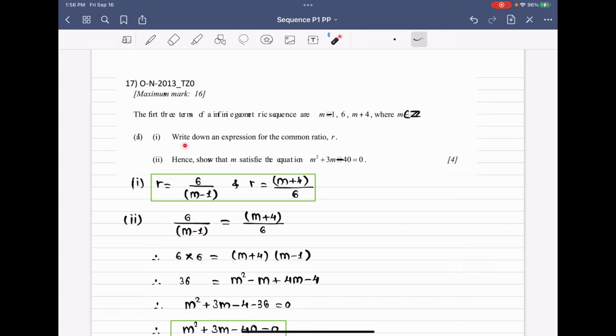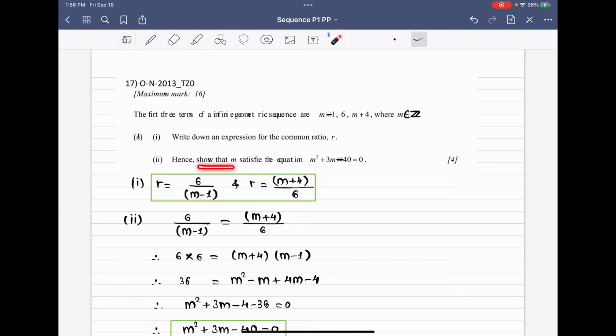First part, write down an expression for the common ratio r. So common ratio is next term over previous term. It is already given, it's a geometric sequence. So next term is 6 over m minus 1 and m plus 4 over 6. So these are the two ratios we can see. I am using a bracket for m minus 1 because it has two terms. Middle sign is plus or minus.